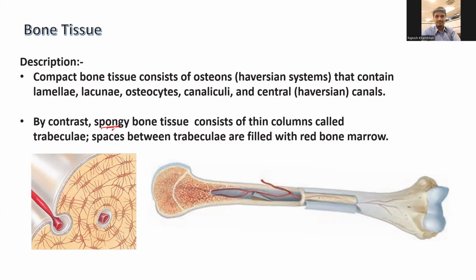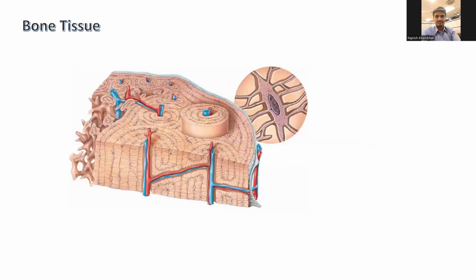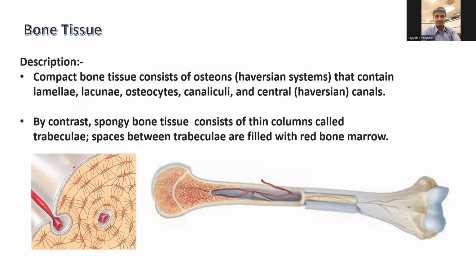Now, by contrast, the spongy bone tissue, you also know what spongy bone tissue is. It consists of thin columns called trabeculae. Spaces between trabeculae are filled with red bone marrow. Red bone marrow normally will be here, and this portion, a little bit of this portion, is the spongy bone tissue. I will show you again. You can see this is the trabeculae. These structures are bones, but they are called trabeculae, which form the spongy bone tissue. So this is it about the bone tissue.